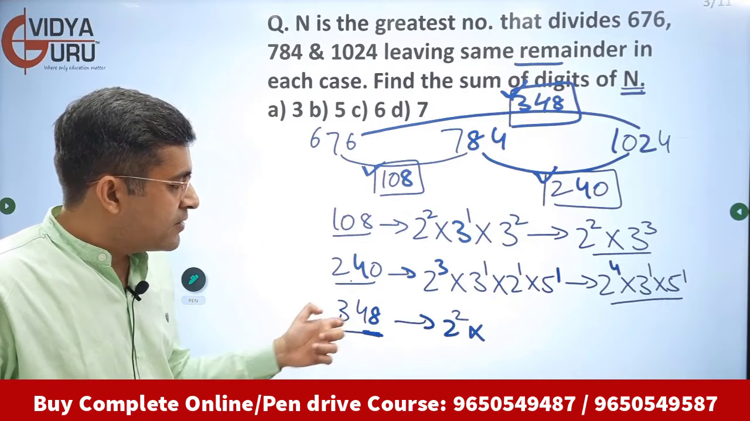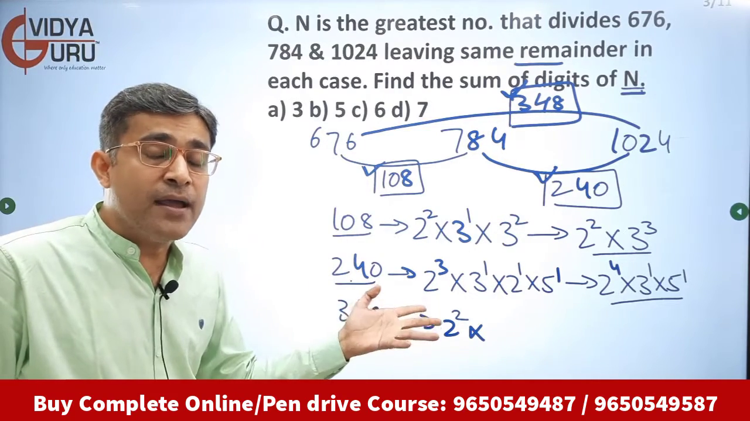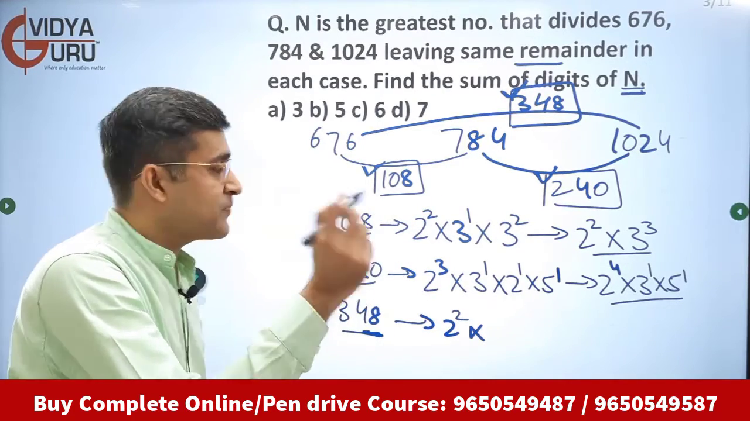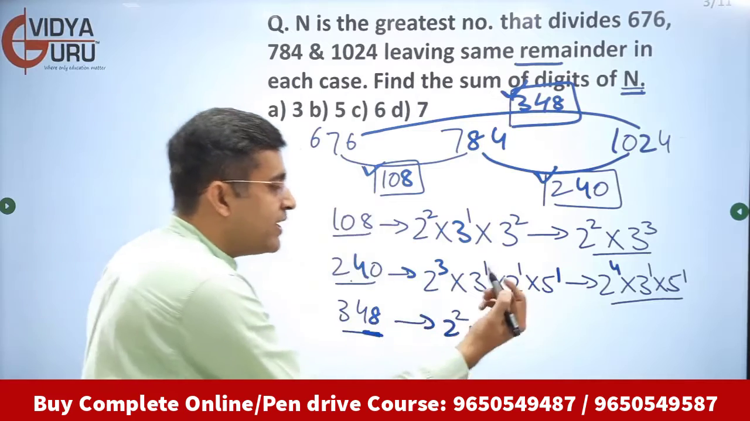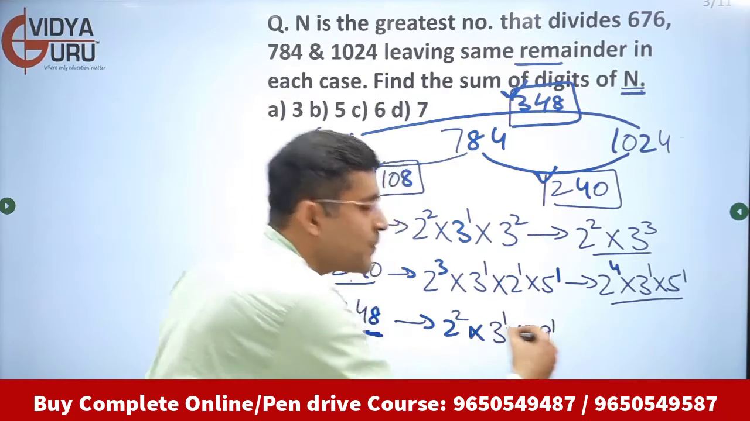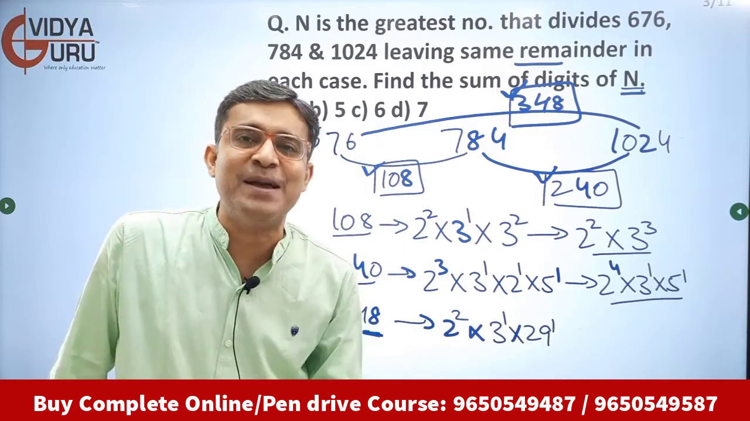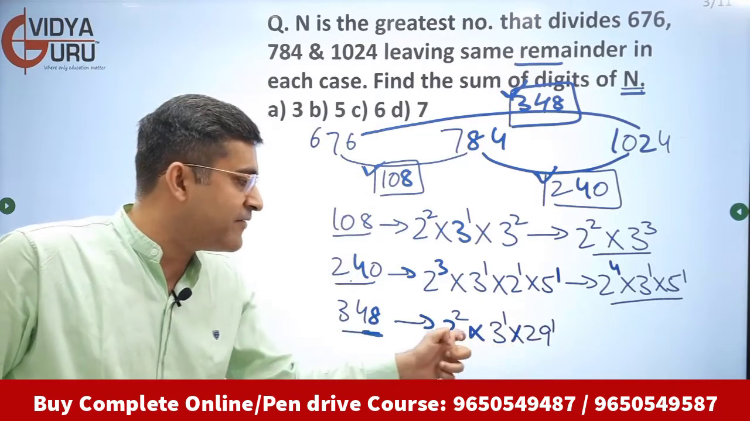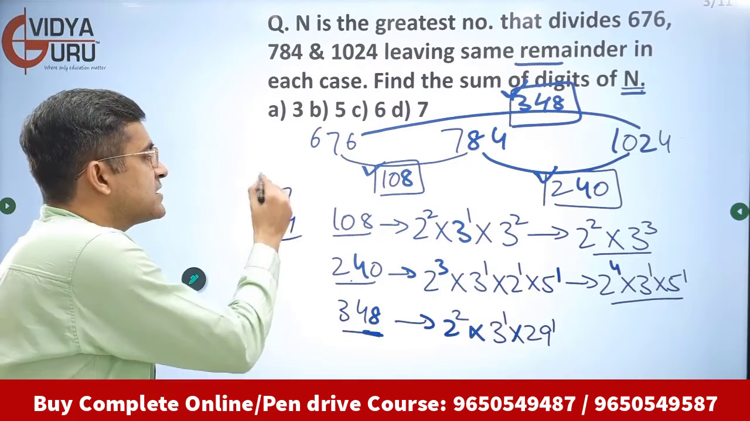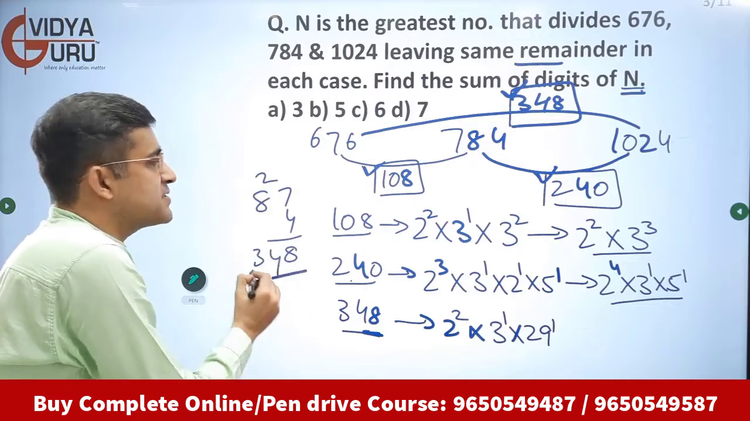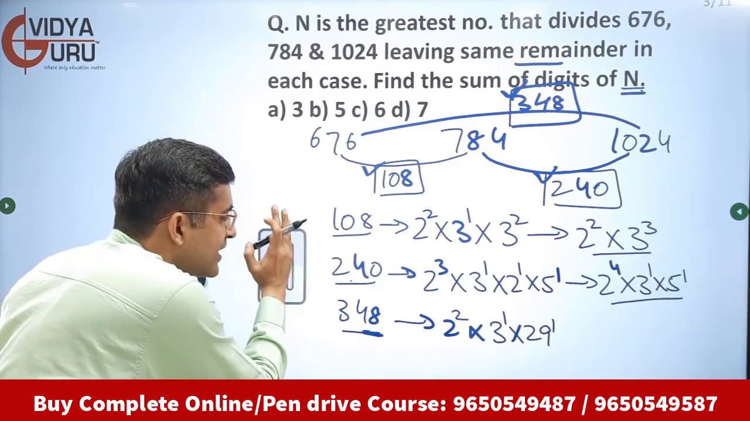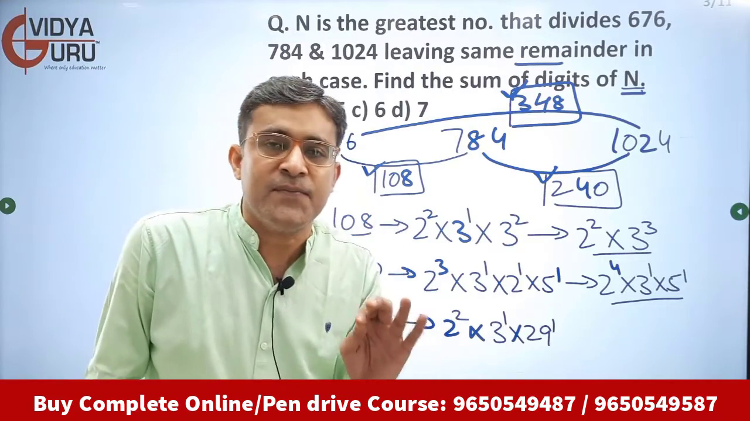What am I left with? 348. If I divide 348 by 4, I am left with 87. Now 87 is interesting. 29 3s are 87. 3 raised to power 1 into 29 raised to power 1. Do not forget 29 is a prime number. 29 3s are 87. 87 4s are, you can check it. It will be 348. 7 4s are, yes, I was right. It is 348. Sure.